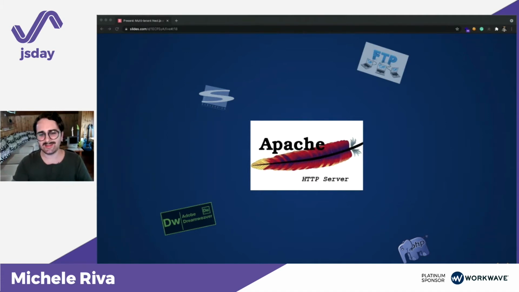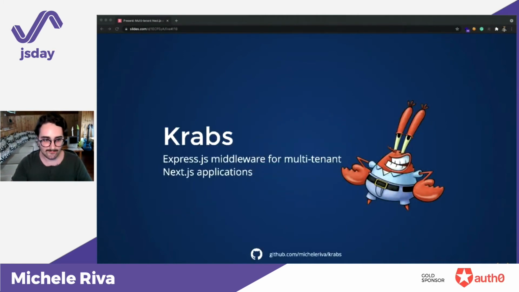But I started to regret those days because it was way easier. But I started to think about how Apache is running the virtual host module and move that, transpile that into a JavaScript module that now is called GrUSP. And GrUSP is an Express.js middleware for multi-tenant Next.js applications. It's free to use, it's open source, you can download and use it from github.com/MicheleRiva/GrUSP, and feel free to submit an issue if you find any, of course.